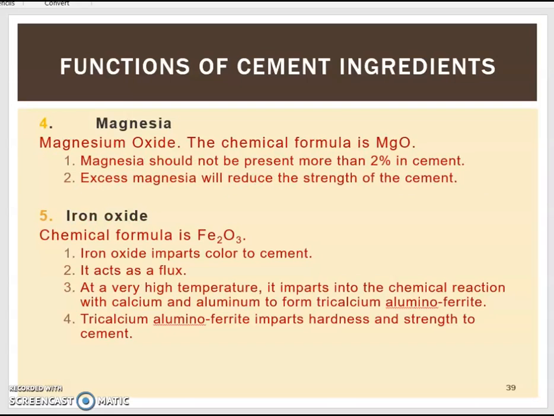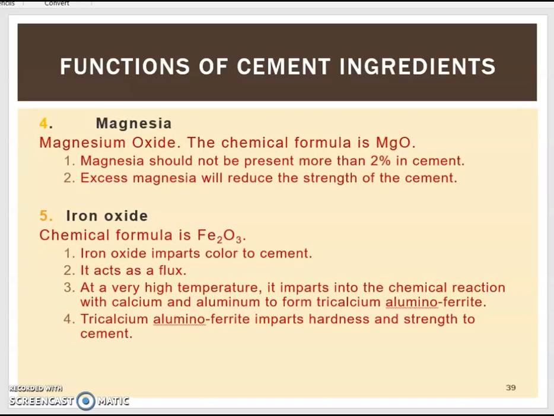The next one is magnesia. It's present in the form of magnesium oxide, chemical formula MgO. Now this ingredient, if it is present in very small amounts, imparts hardness and color to cement. And a high content of magnesia again will cause the cement to become unsound. So magnesia should not be present more than 2%.